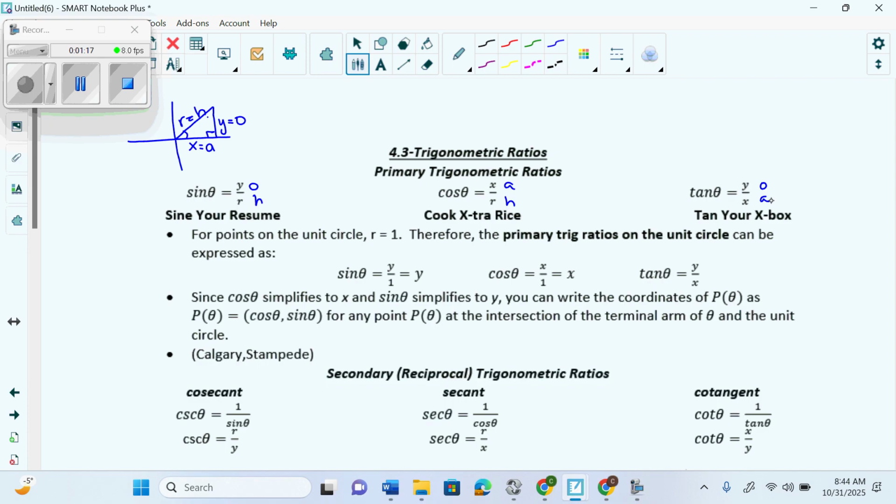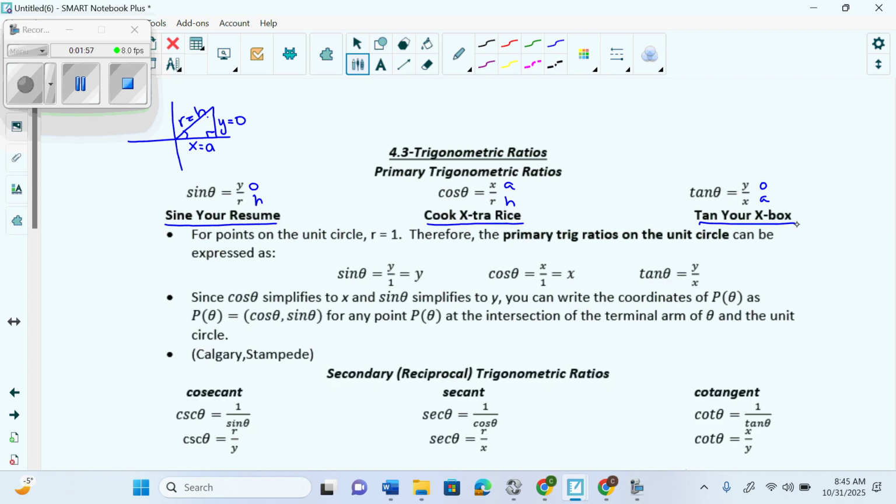But you can use tactics to remember it. So I always say sign your resume, but you don't actually sign your resume, but you could. So I use sign your resume to remember it, and then I do cook extra rice to remember coast, and then tan, why not, your Xbox, so it doesn't have a vitamin D deficiency. Take it outside, okay? Someone thought tan your xiphoid process was better. You do you, whatever works for you. So cook extra rice, sign your resume, and then tan your Xbox. That's how you can memorize them.